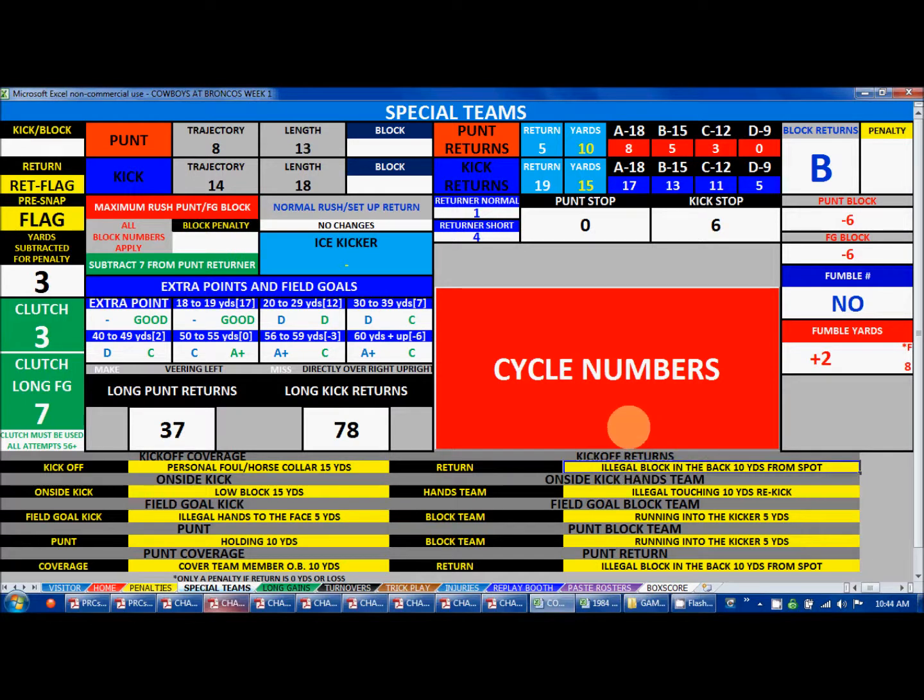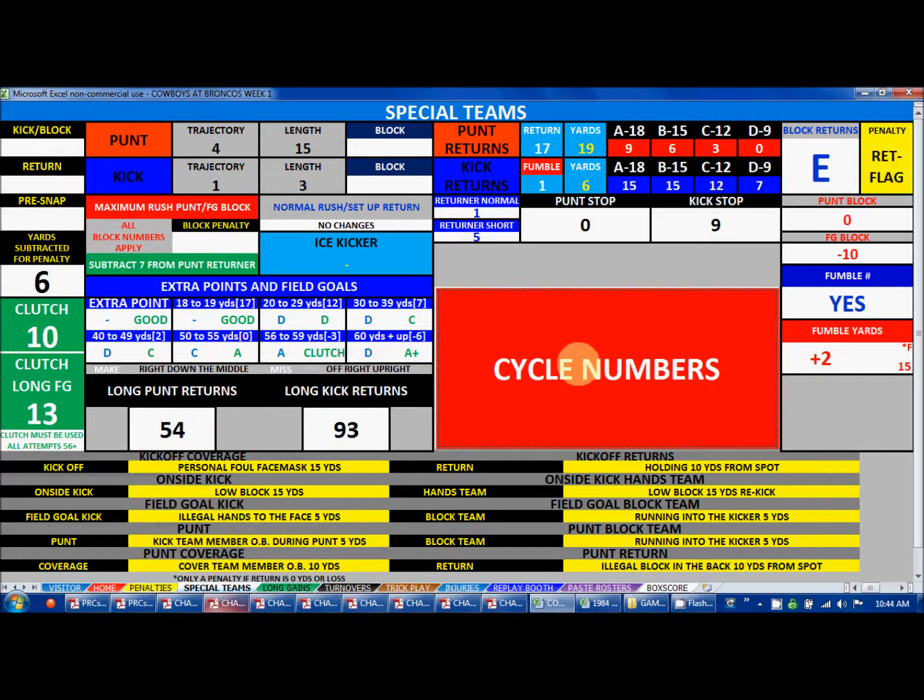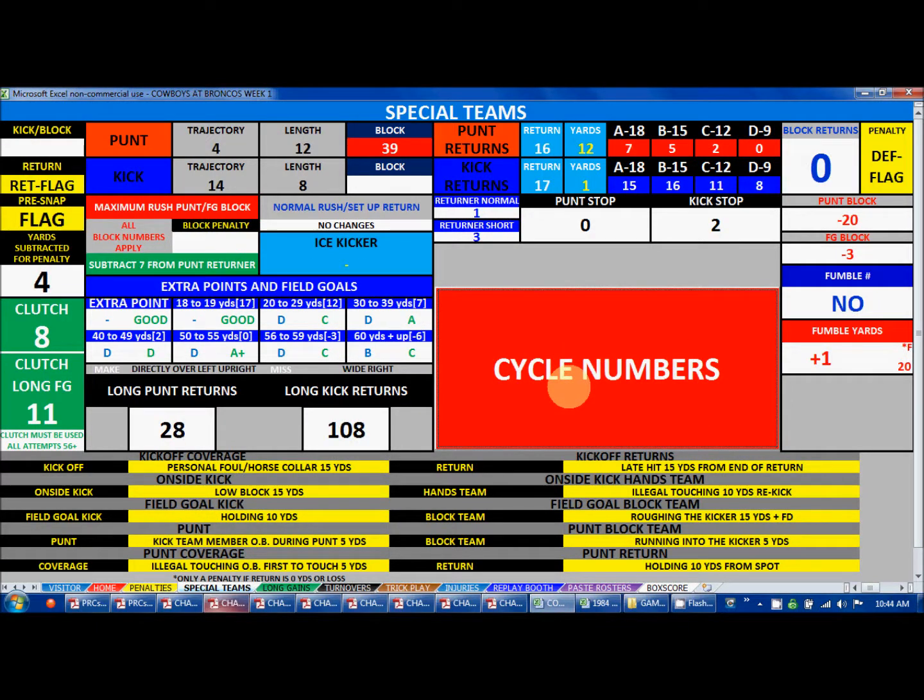Happens all the time. And these penalty designations down here tell you whatever penalties are in case they pop up here on punts or kicks or blocks, etc.